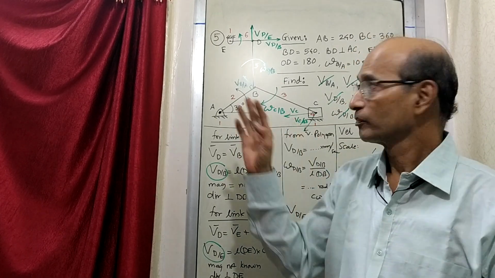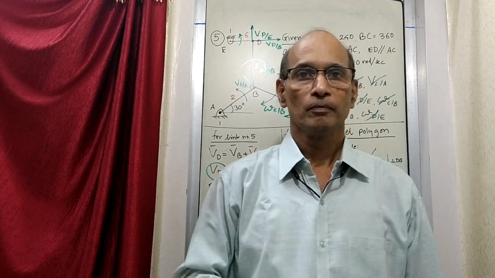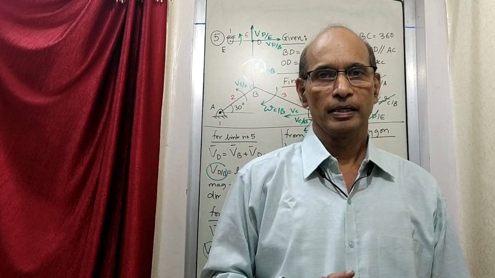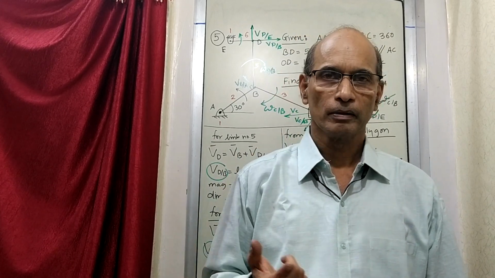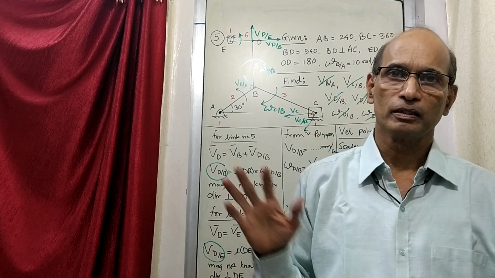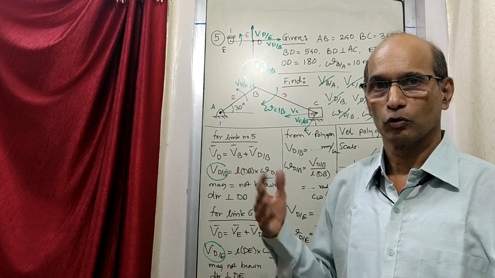So making use of those 3 simple rules which we have seen at the start, we have solved all the problems so far. So this was problem number 5, which you have to prepare on the drawing sheet. And we'll take one more problem, problem number 6, and after that we will be closing the velocity polygon method. Then we will go to the IC method.